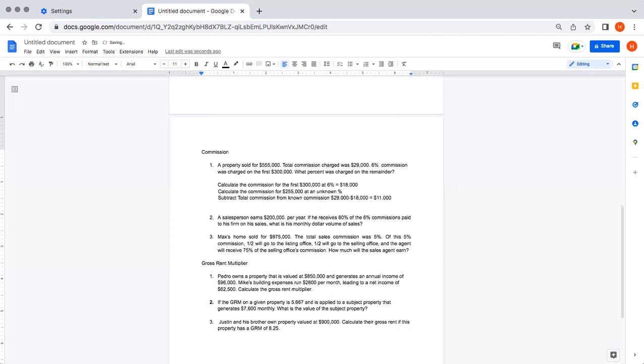Now we need to see what that $11,000 is as a percentage of the remainder left. We have $11,000 and we have a total left of 255,000. So we need to figure out what $11,000 is of $255,000. That equation is simple. You go 11,000 divided by 255, and that'll give us our answer. Let's do it on the calculator. So we go 11,000 divided by 255.